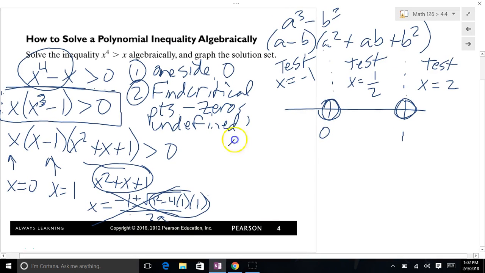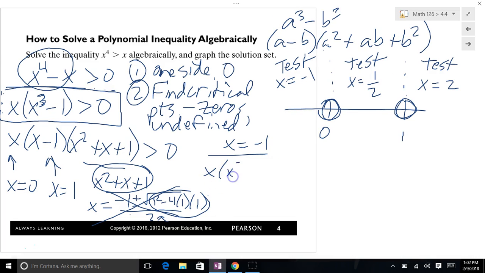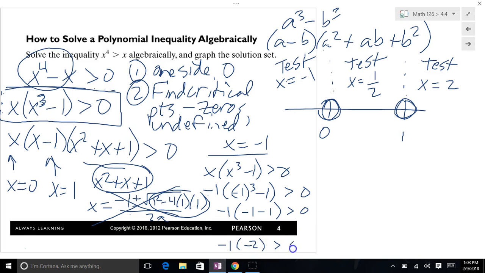Alright, so let's test x equals negative 1, and we're testing it into x times x cubed minus 1. Is this greater than 0? Put the negative 1 in. Negative 1 cubed minus 1. So we got negative 1 times negative 1 cubed is negative 1. Negative 1 minus 1 is negative 2. So we got negative 1 times the negative 2, which is a 2. Is 2 greater than 0? Yes. So this is true. So I'm going to write in here true right there.